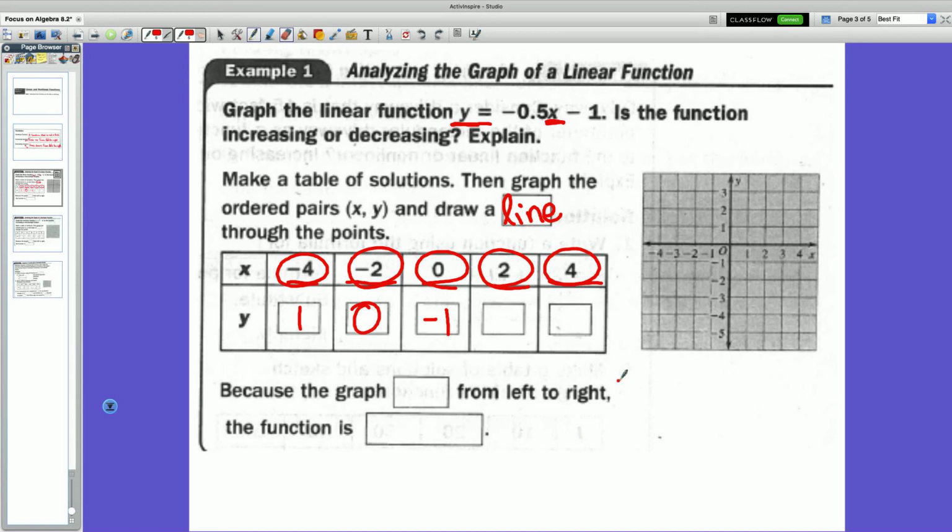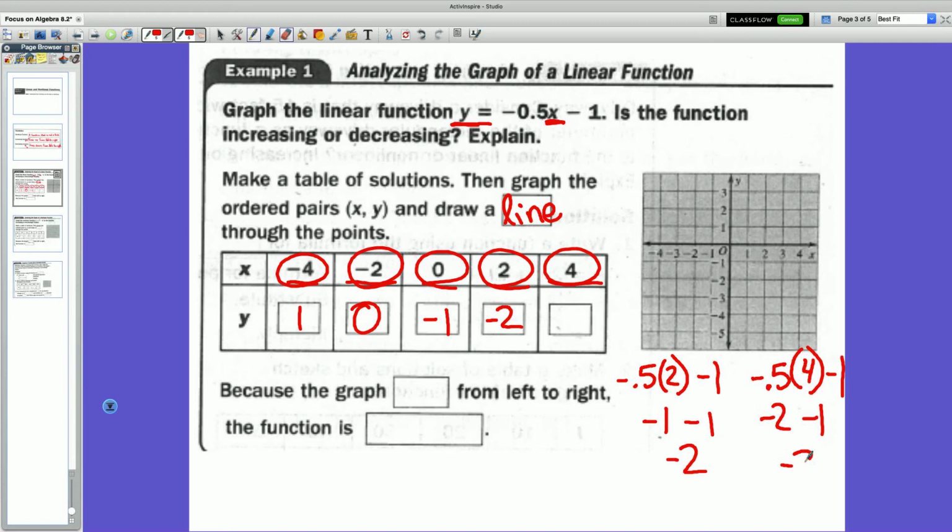Okay, plugging in 2, I'd have negative 0.5, now x is 2, minus 1. Negative 0.5 times 2 would be negative 1 minus 1. Negative 1 minus 1, they're both negative, so I actually add the numbers, and my answer is negative 2. Plugging in 4, so now I have negative 0.5 times x, which now is 4, minus 1. Well, negative 0.5 times a positive 4 is going to give me negative 2, minus 1. And again, they're both negative, so I actually add the numbers, and my answer is negative 3.